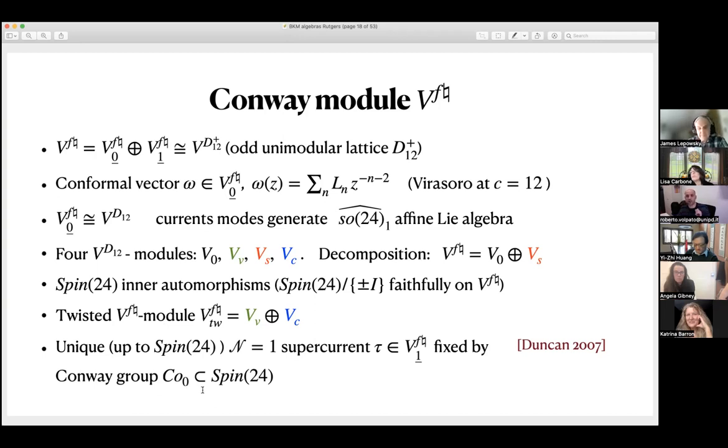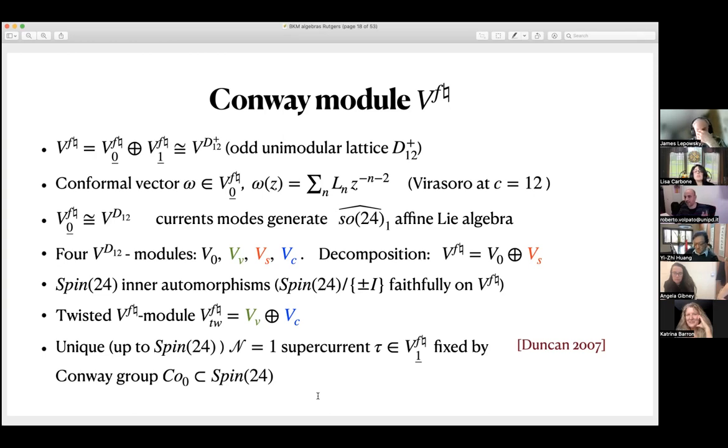However, for our construction, we will also want to have an action of these groups on the twisted module, not just on the algebra, okay? And on the twisted module, Co1 acts only projectively, while the central extension Co0 acts linearly. So it's really more convenient to think in terms of the central extension Co0. Okay. So we have a very natural Conway module, given by this vertex operator superalgebra. And you know, this is a superalgebra very similar to the Monster's module.